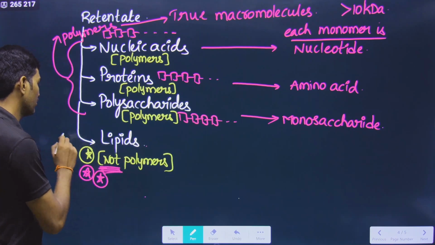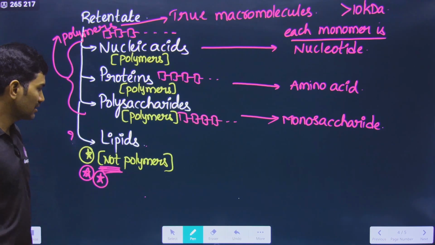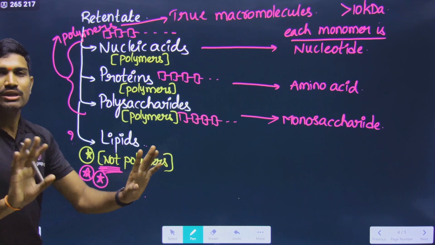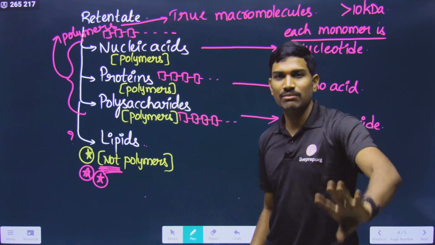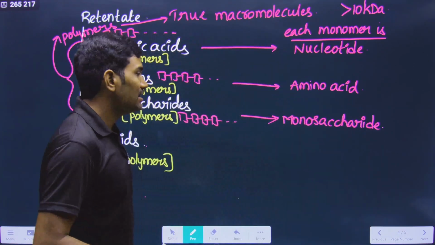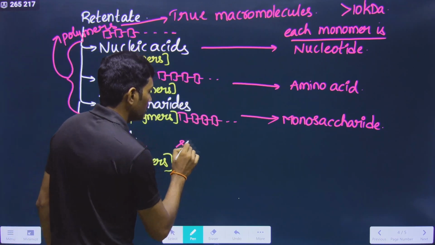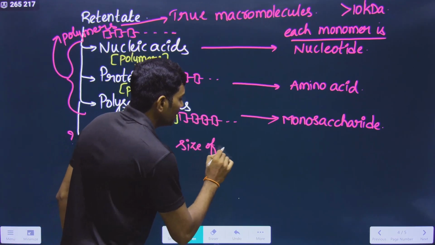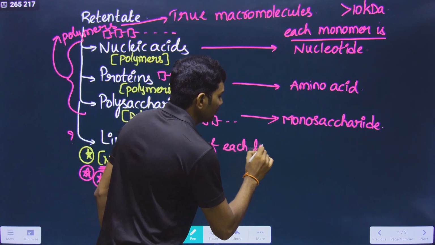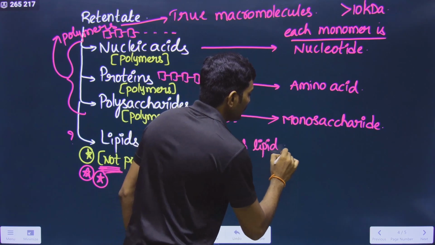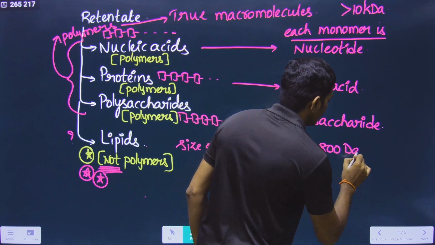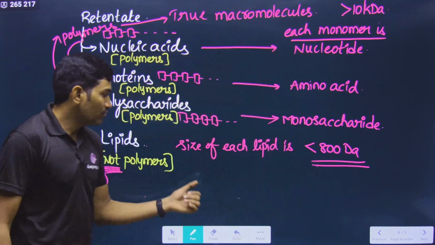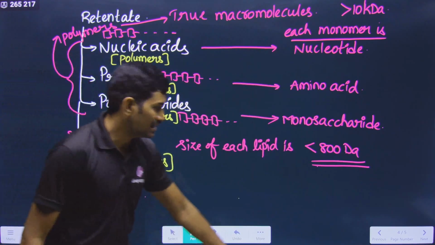Now the major problem is with lipids. Lipids. Are they polymers? No, they are not polymers. And next point, they are not polymers. First point completed. Next one. What is the size of each lipid? Size of each lipid is less than 800 Dalton. Please observe carefully. Size of each lipid is again less than 800 Dalton.